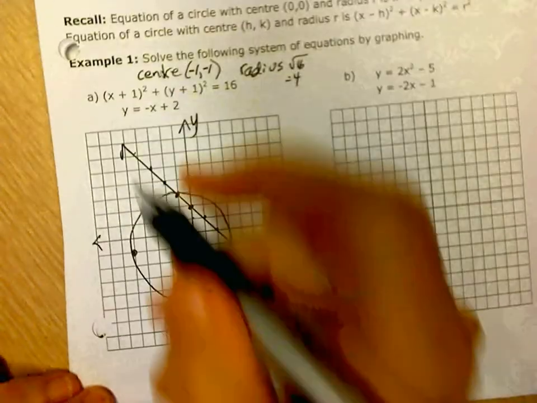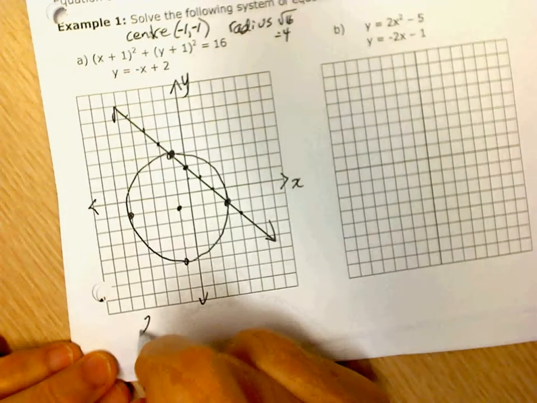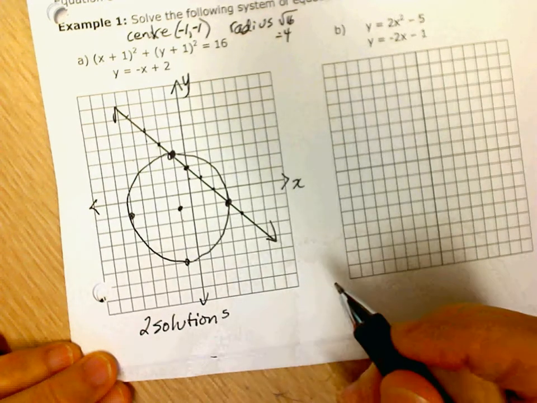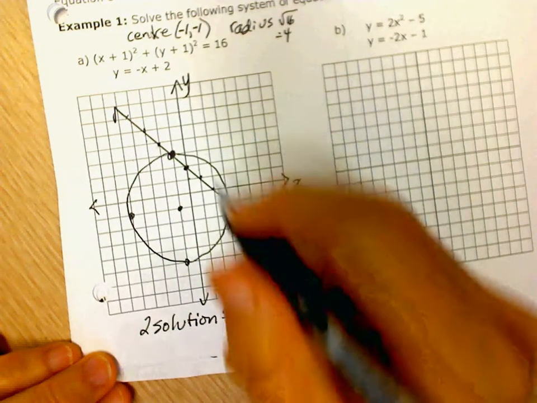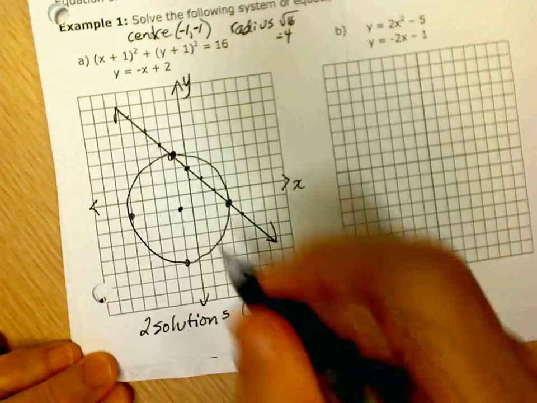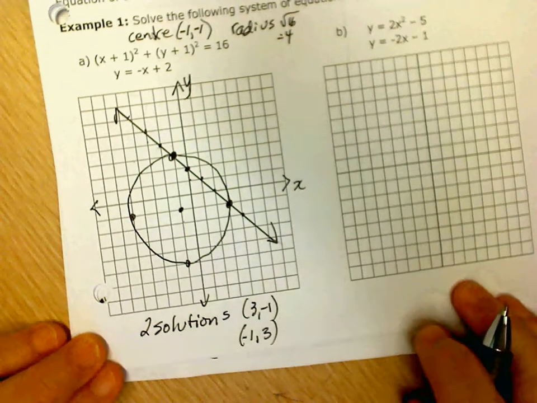So notice they appear to cross here and here. We have two solutions. We have this point 3, -1, and we have this point -1, 3. Good?